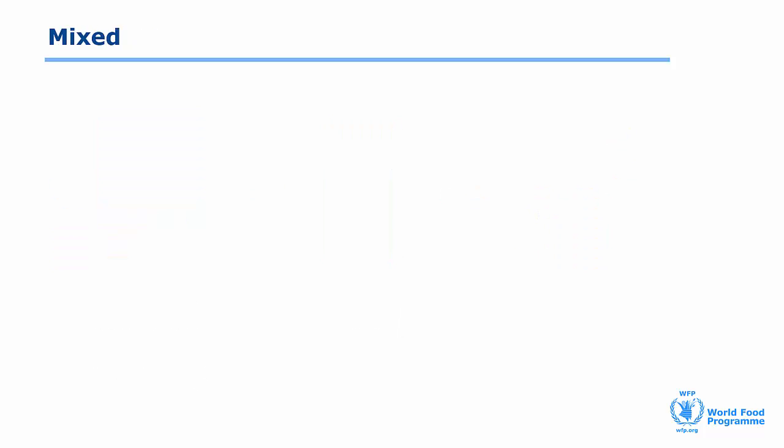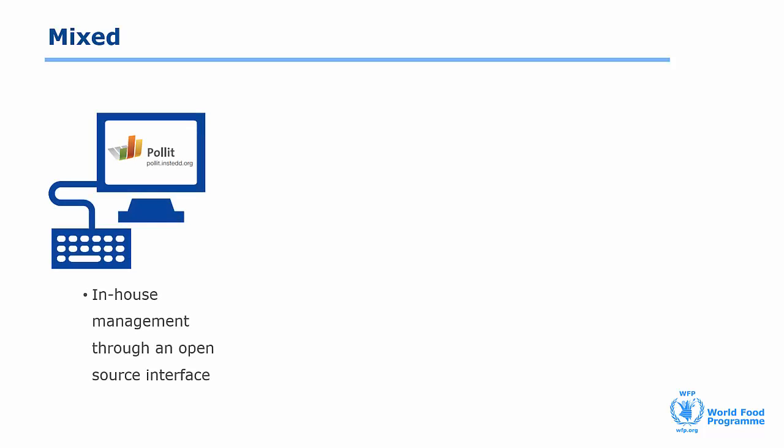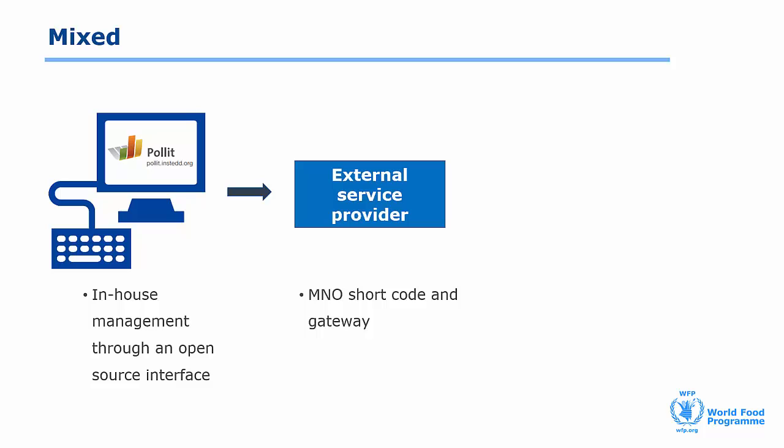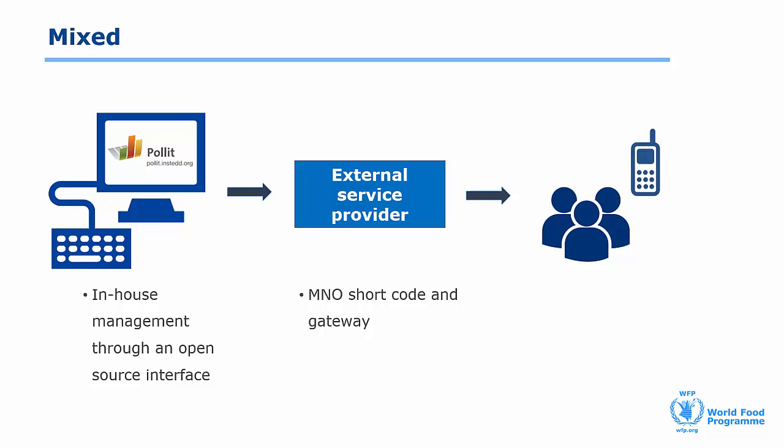SMS projects can also be set up using a mixed solution, whereby the data collection process is managed in-house through an open source interface such as Pollit, while the infrastructure used is that of one or more MNOs through a shortcode or toll-free number. This then sends out the survey. To date, mVAM has not tested this solution. More information will be made available soon.